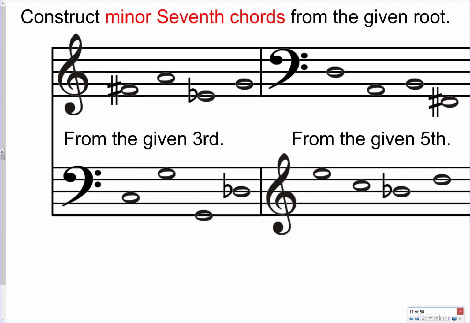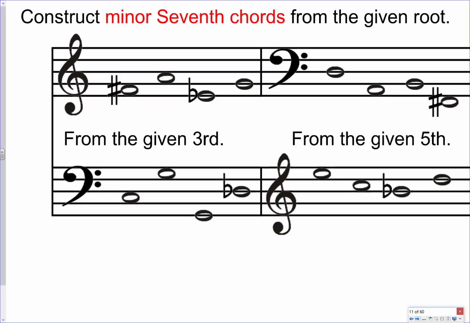Okay, let's proceed. We need to construct minor seventh chords from the given root. So please take out staff paper. Just like we did with the major seventh chords, the first line will be minor seventh chords given the root. The second line we have in bass clef, you are given the third, and in treble clef, you are given the fifth. Okay, please do not alter any of the notes that are given.